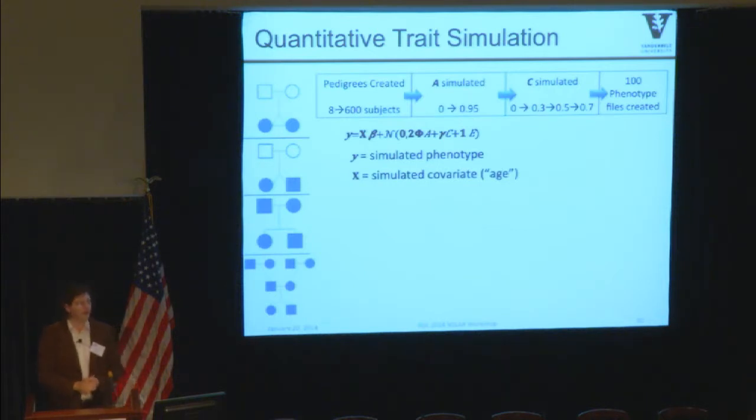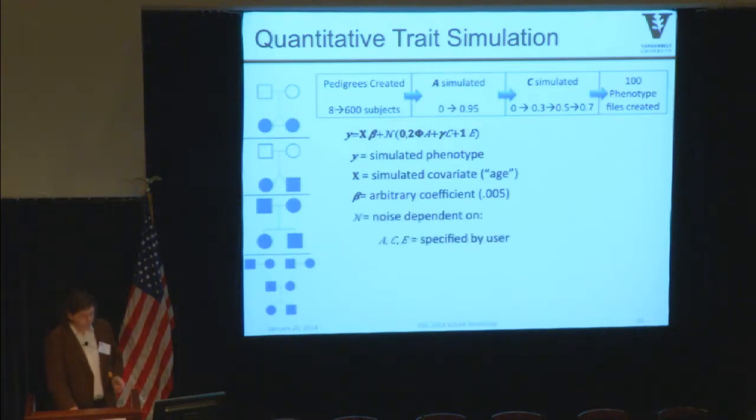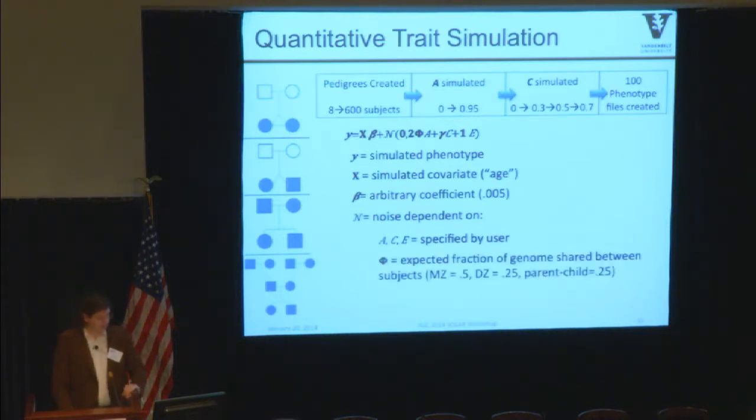X is a simulated covariate matrix. We just used age in all the simulations I'm going to show you. If you want to tinker with our simulations, it's easy to add more. B is an arbitrary coefficient, just to say that there is some fixed effect. N is a multivariate normal, which is ACE, the specified covariance structure.